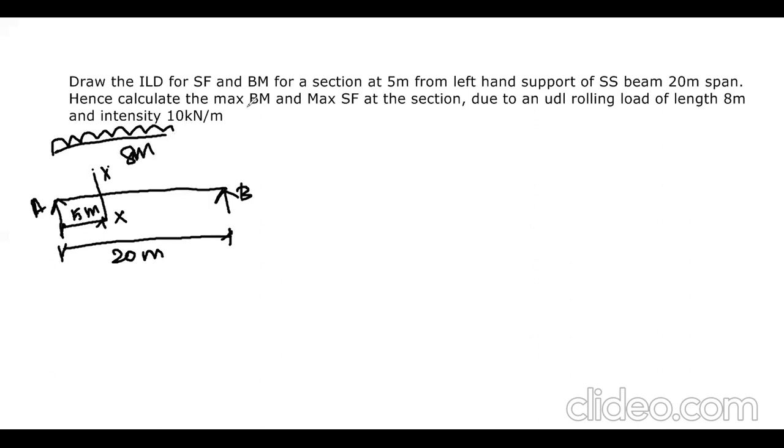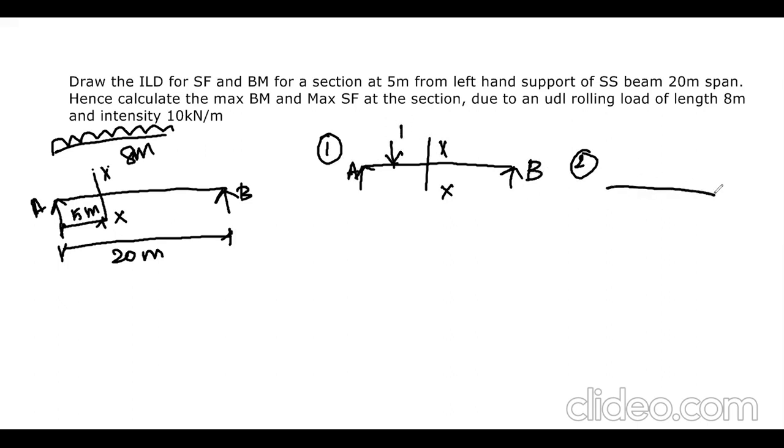So first we are going to find the shear force. Whenever we draw the influence line diagram for shear force and bending moment, we should know we have two conditions. One is placing the unit load in the portion AX, and the second condition is placing the unit load in the portion XB. Am I right?